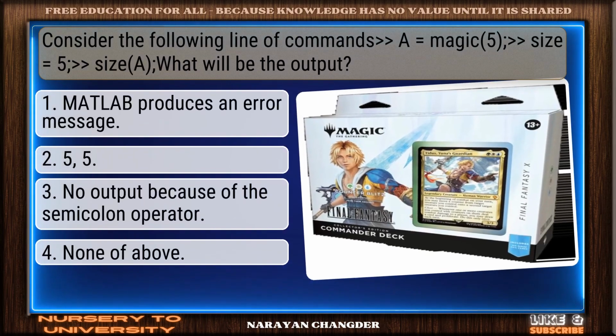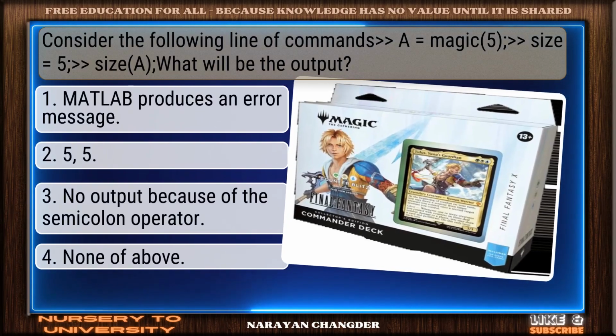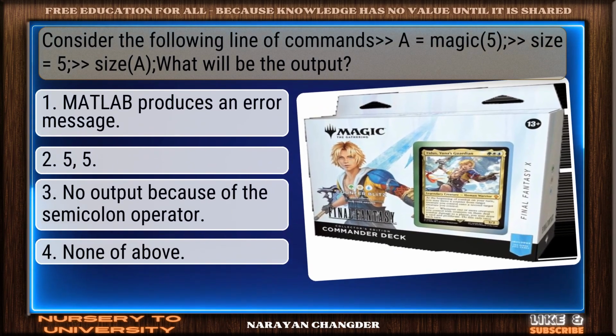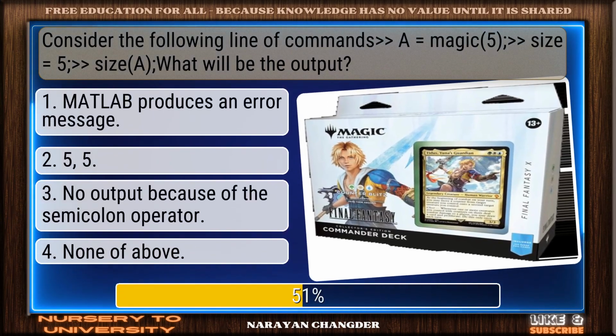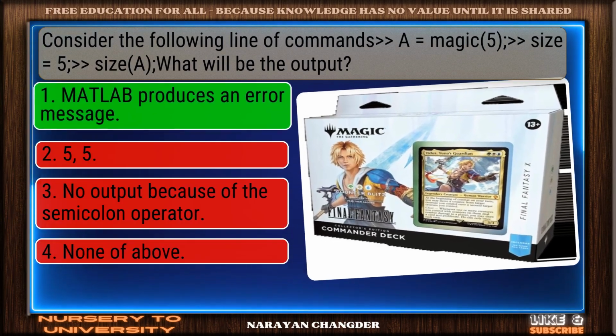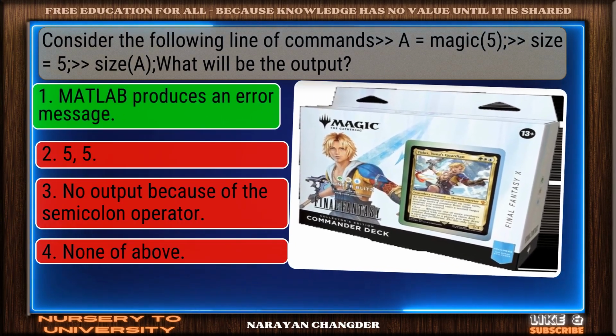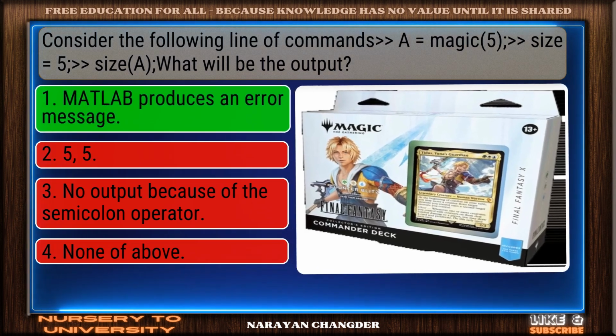Question number 11. Consider the following line of command: sachet equal to magic, chore size equal to 5000 chore size. What will be the output? Correct. Matlab produces an error message is the right answer.